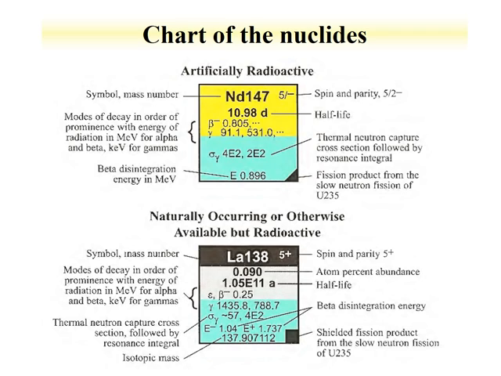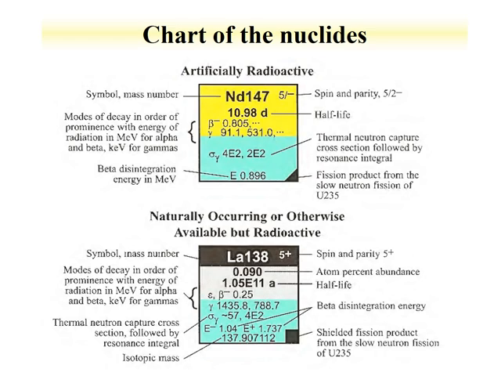We also have some cross-section data. These are thermal neutron capture cross-sections and the resonance integral. The resonance integral is basically integrating everything above thermal energies. We also have the beta disintegration energy in MeV. And then over here, this little triangle indicates that this is a fission product from the fission of uranium-235.